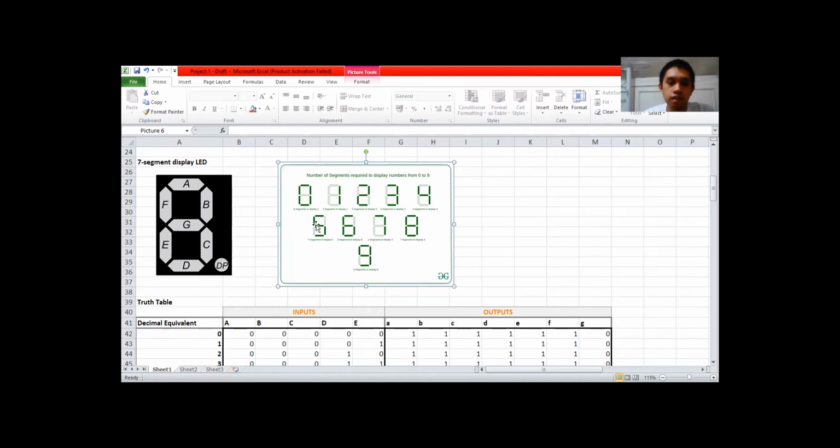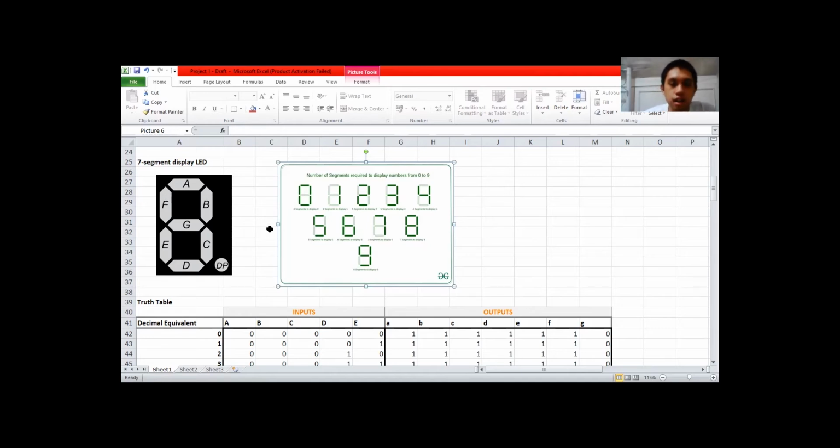So for 5, the only segments that have a high signal are A, F, G, C, and D. So for 6, the only segments that have a high signal are all of them except segment B. In short, B is the only low signal in order to create an output of 6. So for 7, the only segments that have a high signal are A, B, and C. As for 8, all of the segments have a high signal.